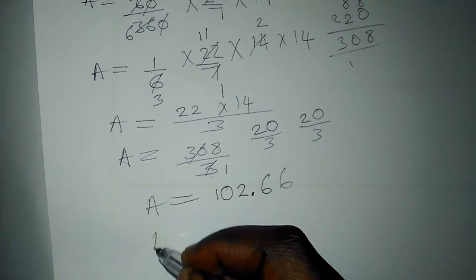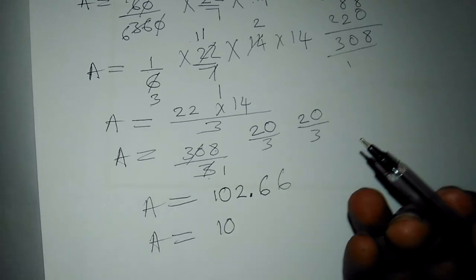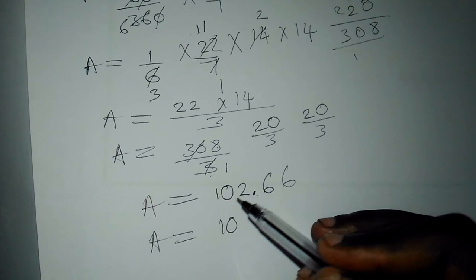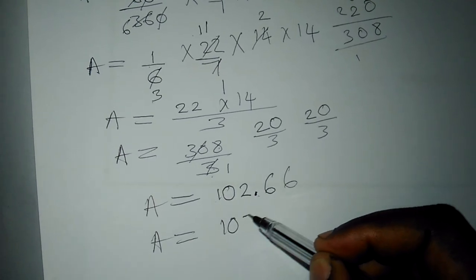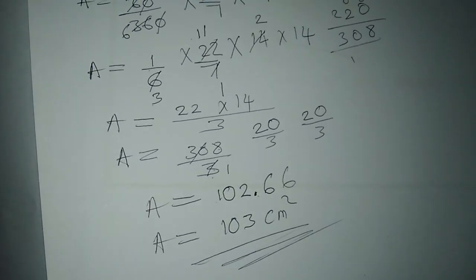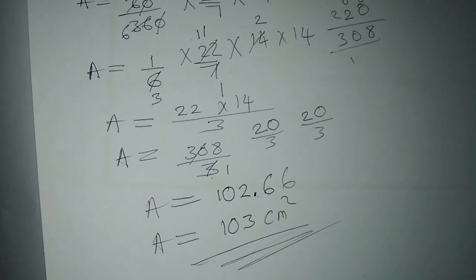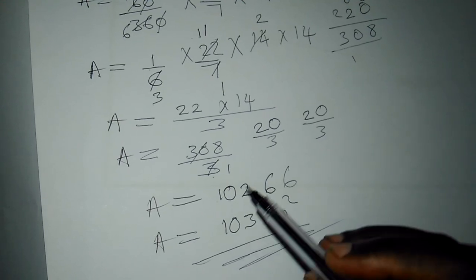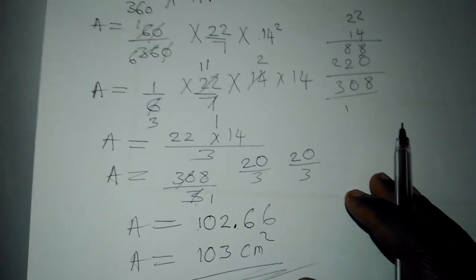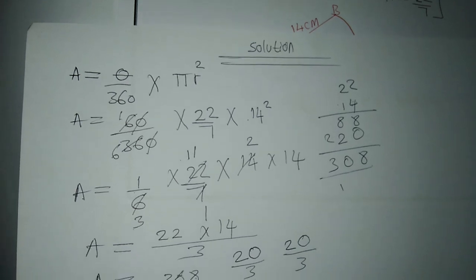In other ways, I will reduce it to 1 decimal place or 3 significant figures. Mostly in the exam we give to 3 significant figures. If I put 3 significant figures, I'll count 1, 2, 3, so it will be 103 centimeters squared. All these numbers are significant, there are 5 significant figures. To 3 significant figures, just count 1, 2, 3, but since there is a 6 next, we add a 1. So this is how we calculate the area of the sector.